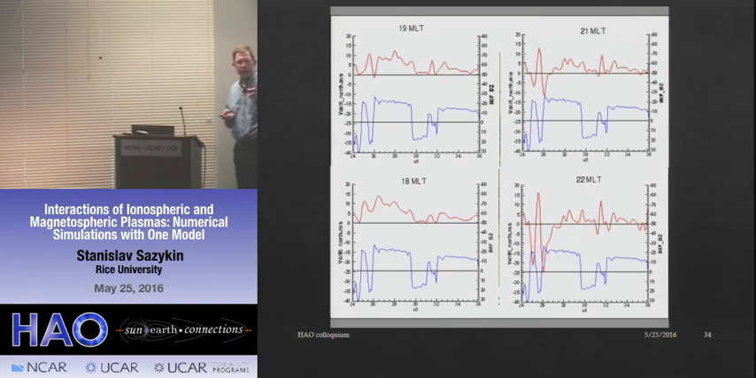And again, it depends on local time. At dusk, it's the most pronounced, but if you look at other places, it's not like that. So the penetration electric field depends on MLT. Another question: is nighttime the opposite? Yeah, it can be. That's right, eastward. So you have downward drift. That's right. It makes it more complicated.